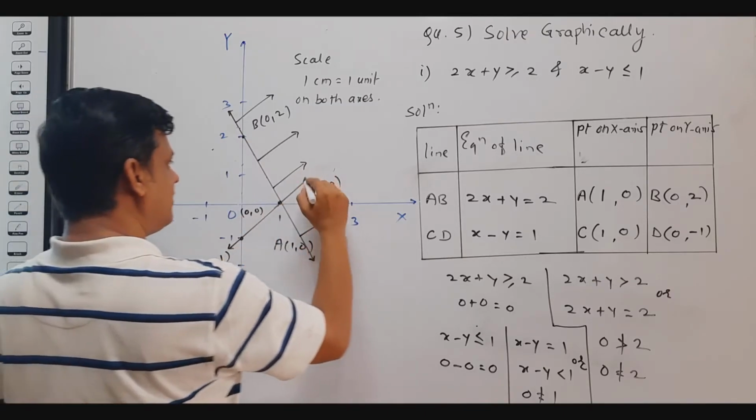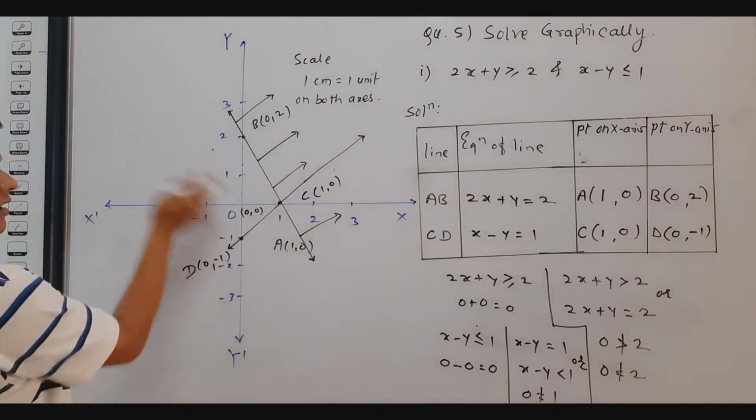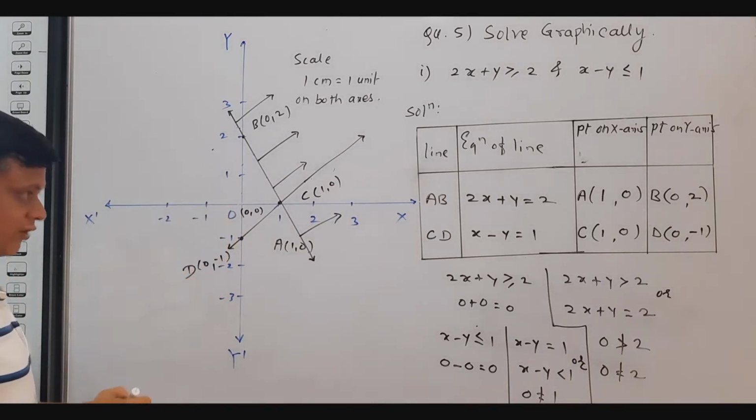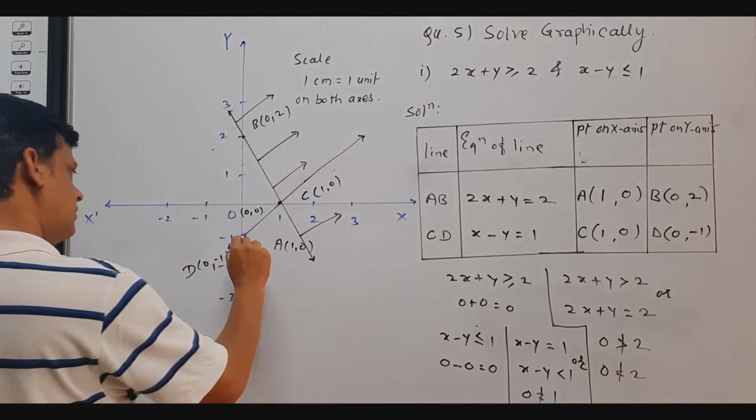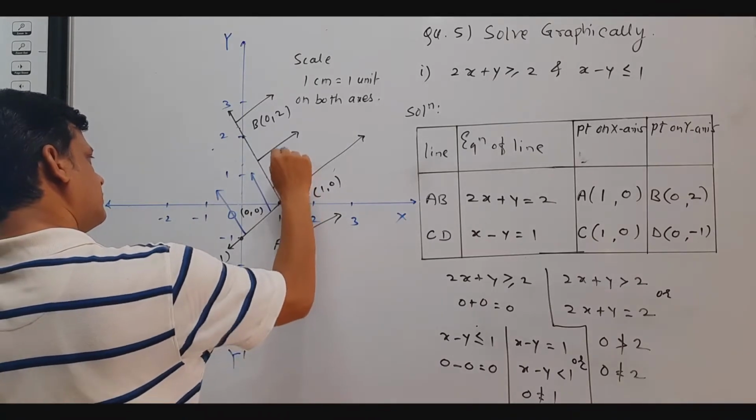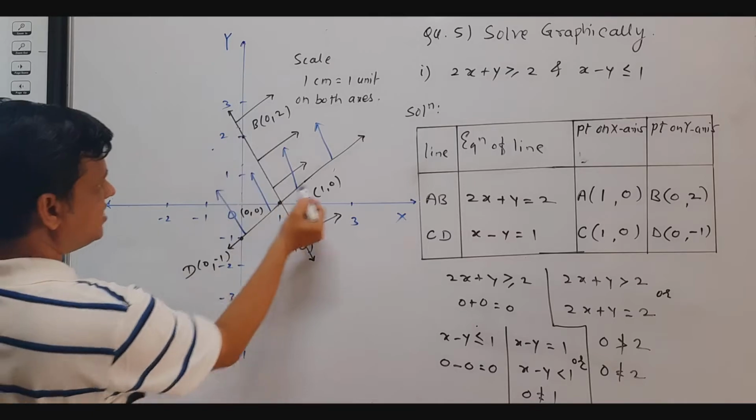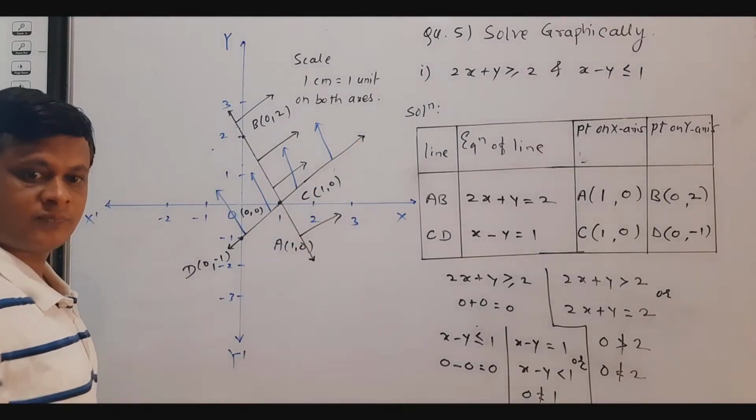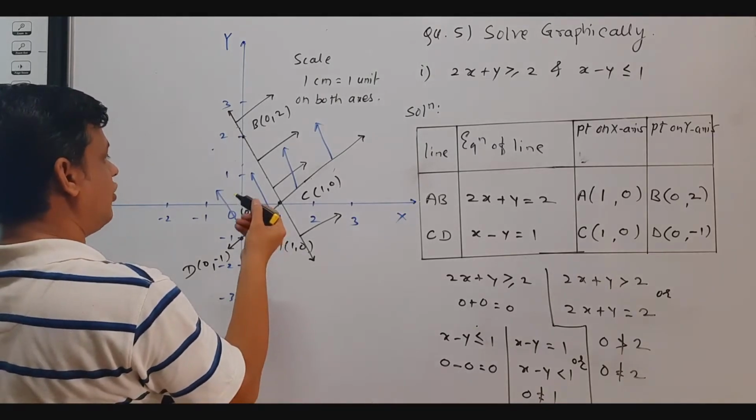So we mark above the line. That means the origin is included in the solution. So we mark in the upper side. Now if you observe, this region is the common region.